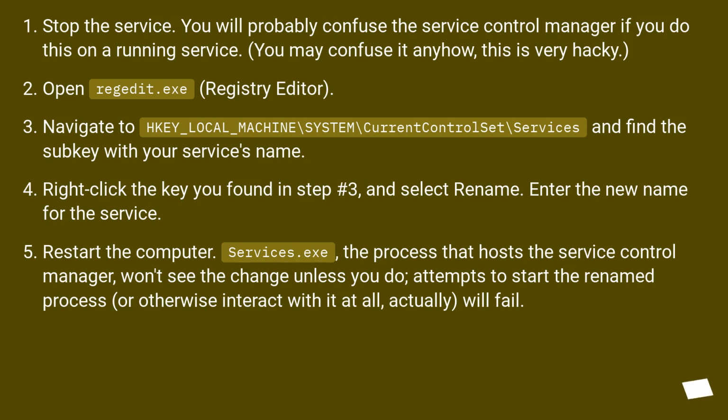Open regedit.exe, the registry editor. Navigate to HKEY_LOCAL_MACHINE/SYSTEM/CurrentControlSet/Services and find the subkey with your service's name. Right-click the key you found in step number 3, and select Rename. Enter the new name for the service.